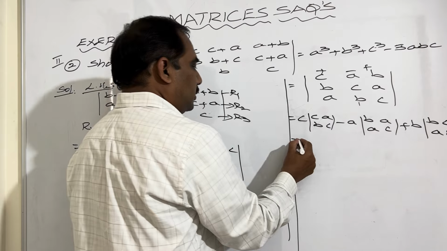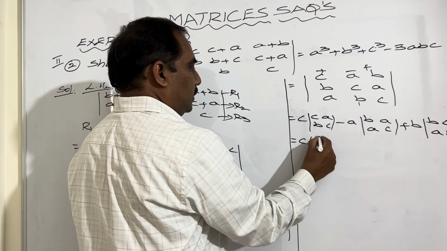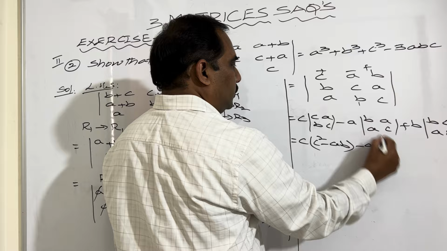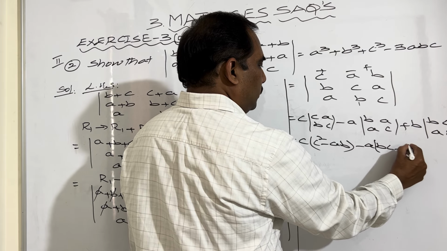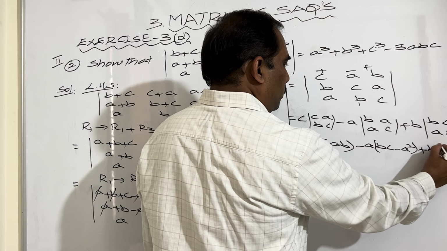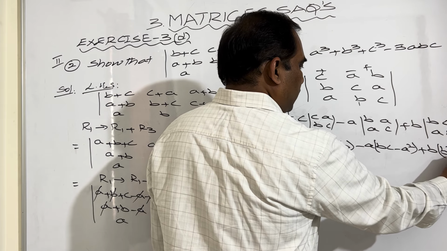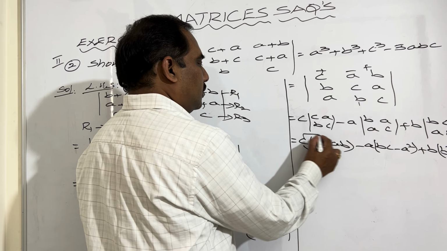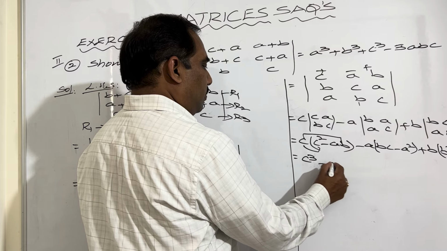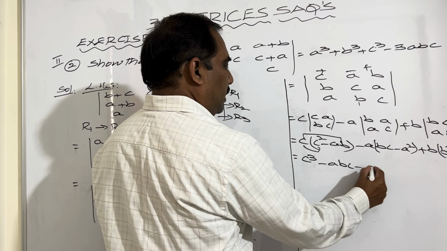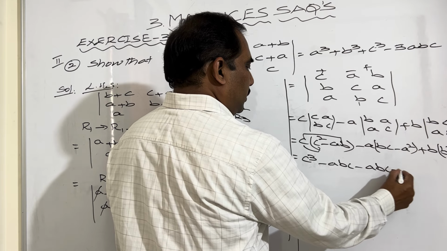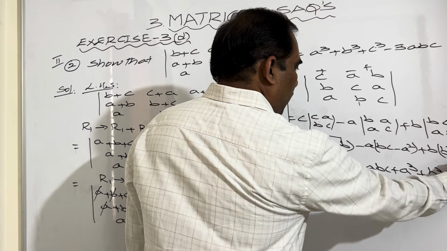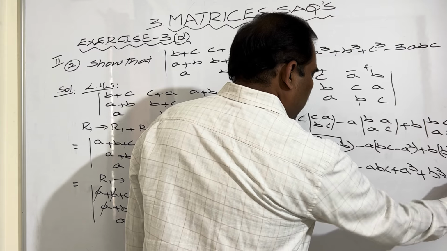Then if you expand it, C into this, we get C square minus AB, and here minus A into this, BC minus A square, and here plus B into we get B square minus AC. Observe here clearly, if you multiply, we get C cube minus ABC, and here minus into minus is plus A cube, and plus B into B square, that is B cube, plus B into minus AC, that is minus ABC.